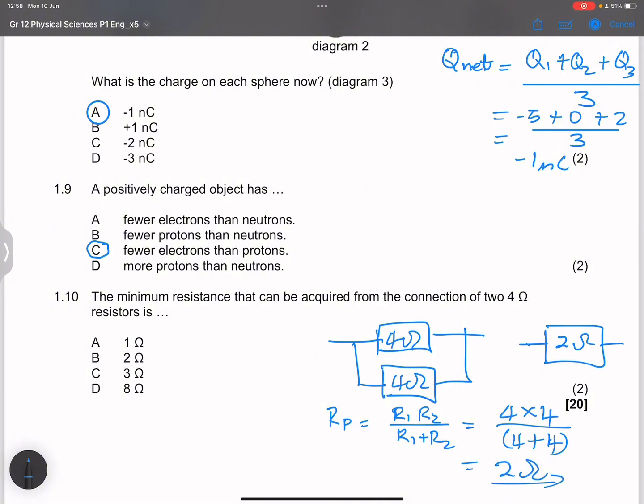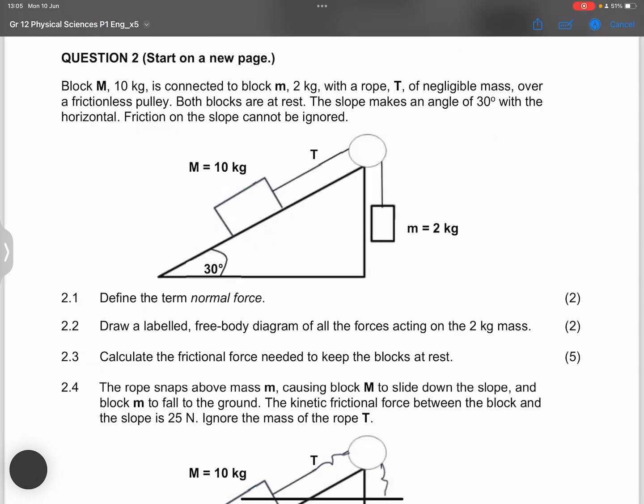Okay, so just remember that whenever I've got resistors in parallel, and they are equal in resistance, then the effective resistance in parallel will be half of one of them. So that means that our minimum resistance there should be 2 ohms. All right. So ladies and gents, that is how we come to the end of question 1. Let's go on to the next one. Right, let's go on to question 2.